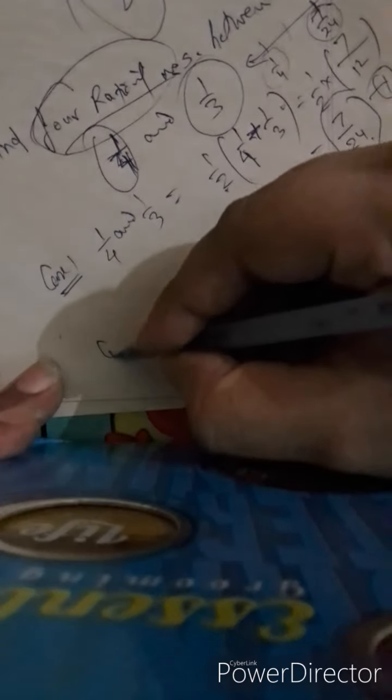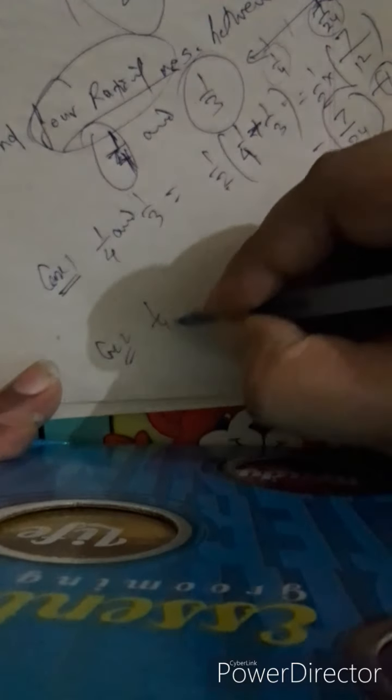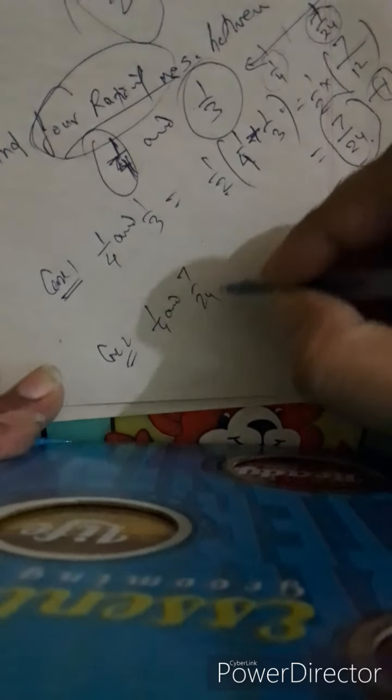I hope you have got this. Now we will take the two rational numbers 1 by 4 and 7 by 24 and again find the mid value between them. So case 2, taking 1 by 4 and 7 by 24. What is the mid value between them? Half into 1 by 4 plus 7 by 24. Now considering only 1 by 4 and 7 by 24, we don't take the other part. Taking these two numbers, we have to find the mid value between them.